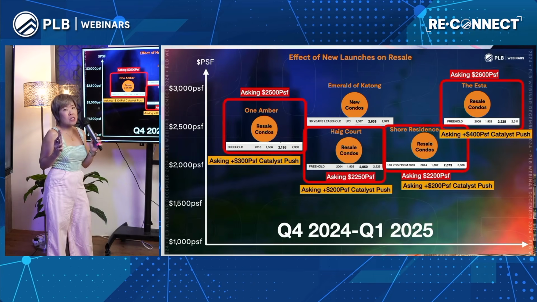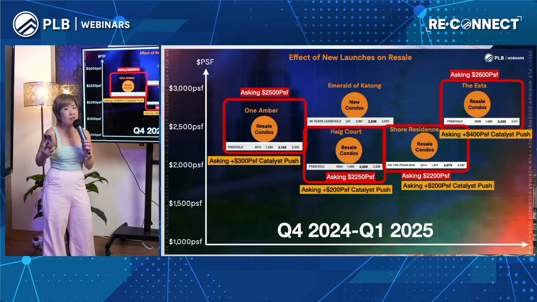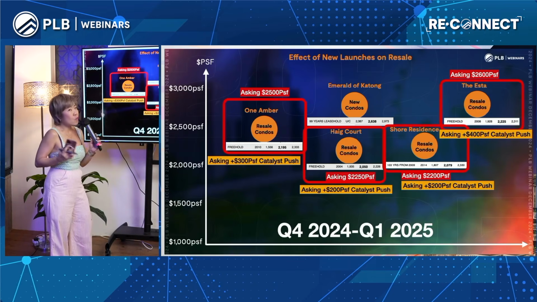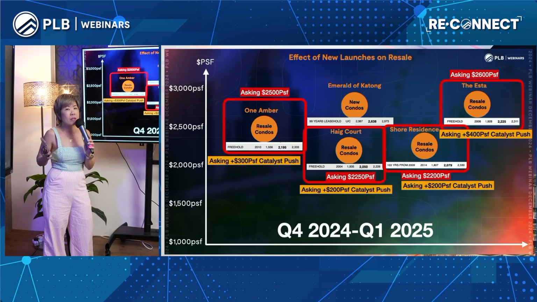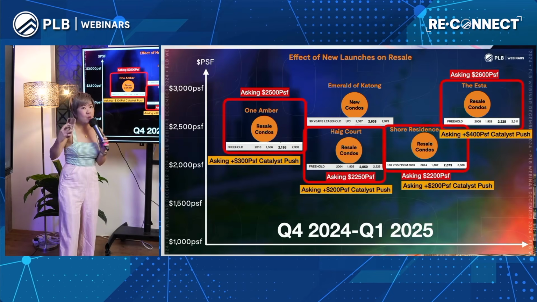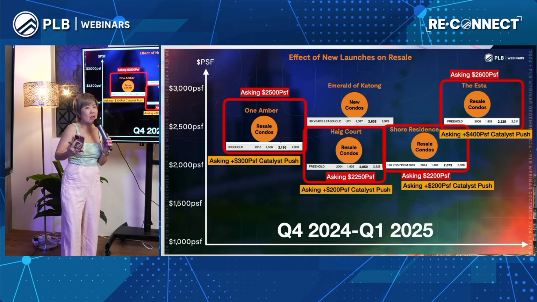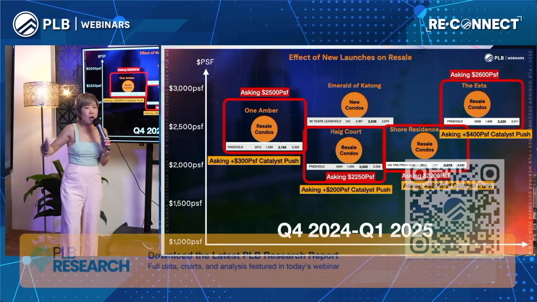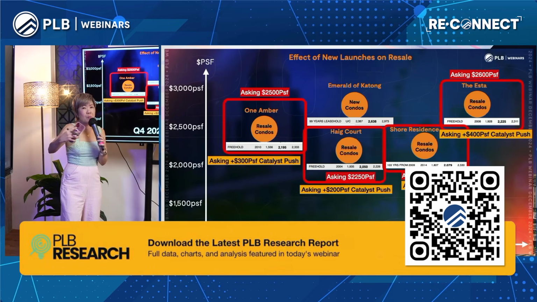H-Core is going at just slightly over 2,000. The Esta is at 2,002. So you can see that the PSF disparity is between a $400 to $600 difference. And not to forget that they are actually a freehold property, so they don't face the issue of lease decay. What we see is that when a new launch in the market sets new PSF highs, it brings out the surrounding projects where there is a big PSF disparity, and people realize the value in those projects because the price difference is quite big to make sense.